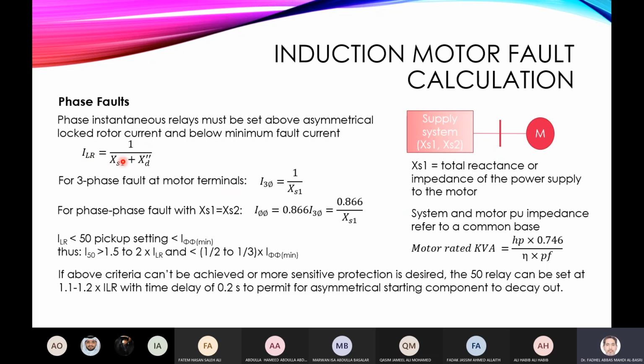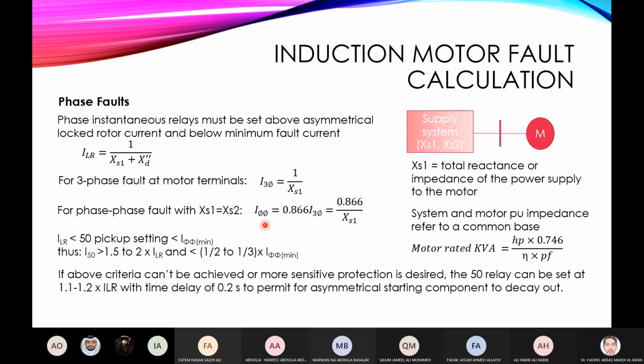This is the starting current, in per unit, because all of these parameters are in per unit, and this is the voltage in per unit. When you have a three-phase fault at the terminals of the motor, the voltage of the system in per unit divided by XS represents the short circuit level. And because XS1 is very small compared to this, the short circuit current will normally be very, very large compared to the starting current.